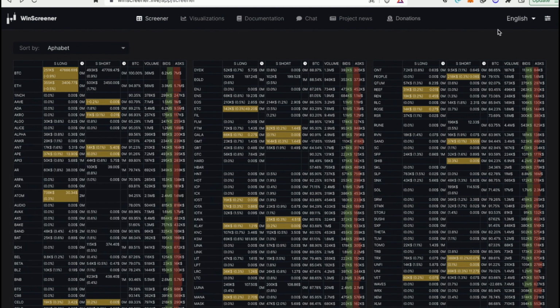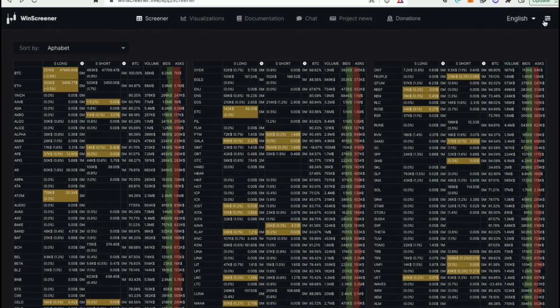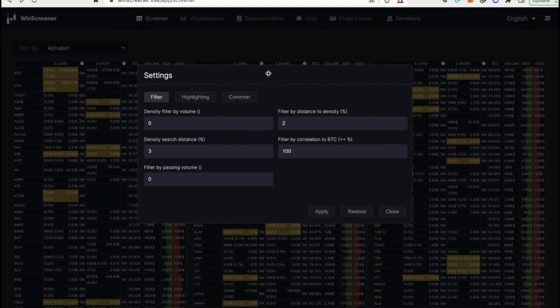The WinScreener is configured in the Settings tab according to several parameters. Density filter by volume. The S-long and S-short columns display data that corresponds to the specified volume value or greater than the specified one. Filter by distance to density. The S-long and S-short columns display data that corresponds to the specified value of the distance to the density or less than the specified value.